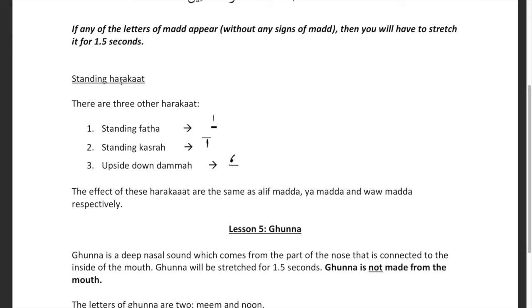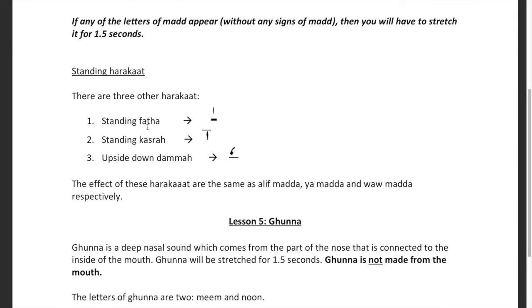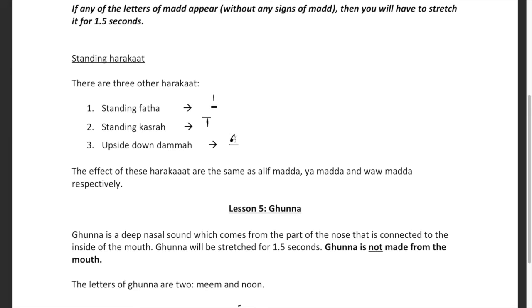Now there are 3 other standing haraka that we didn't mention earlier, and these are the 3 other haraka that have the same effect as the huruf al-madda, the letters in which you stretch. So there's a standing fatha, which will have the exact same effect as alif madda, so it will have an a sound. Standing kasra will have an e sound, same as ya madda, and the upside down dhamma will have the same effect as a waw madda, which is an oo sound.